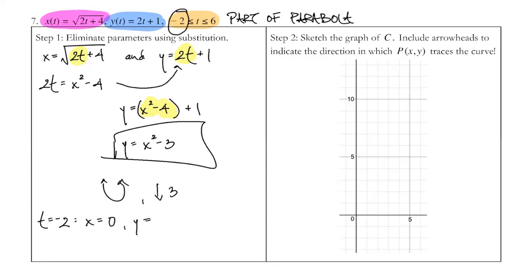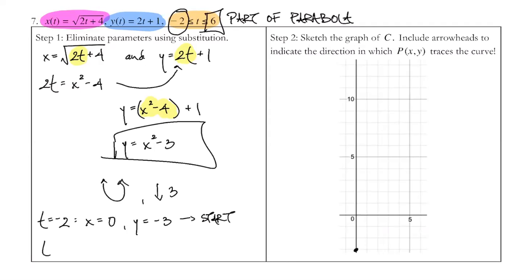And what do I get when I plug in -2 into the blue equation? -2 times 2 is -4, plus 1 is -3. This is where I start. The first point I plot is 0, comma, -3. Okay. Now, I don't need to plot all the points in between. The only other thing I need to do is find out where I finish, which is at t equals 6.